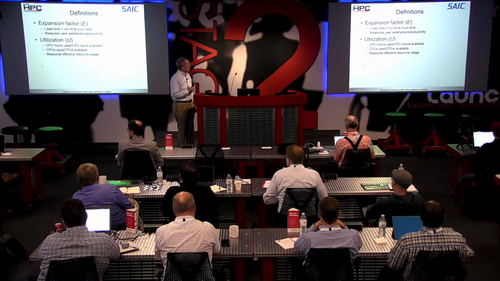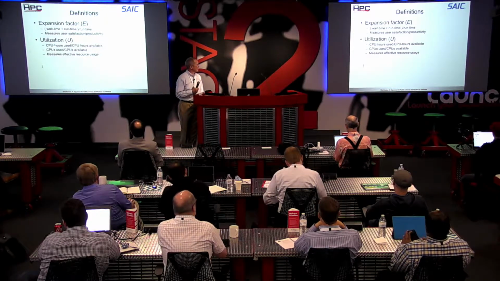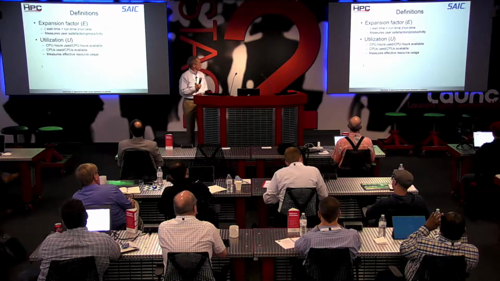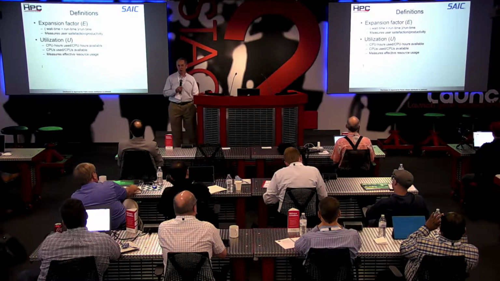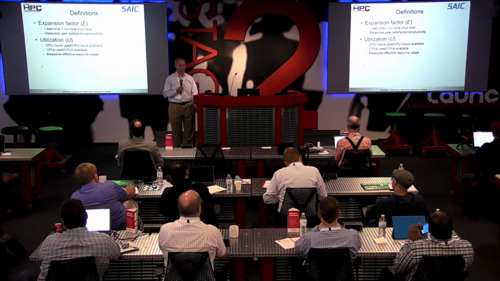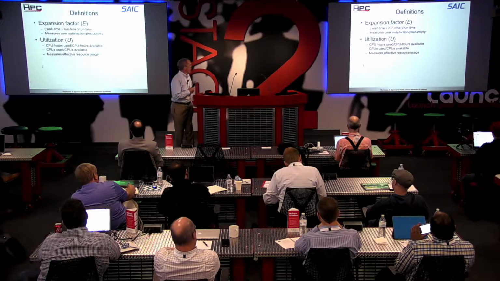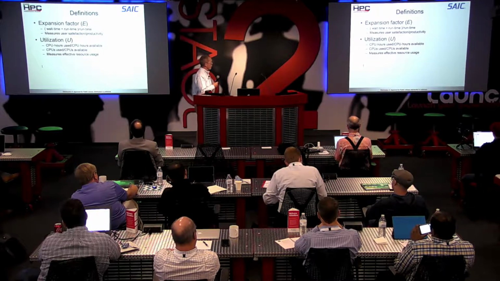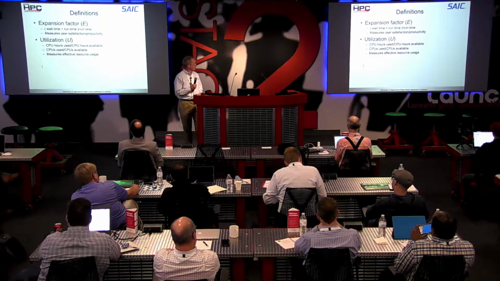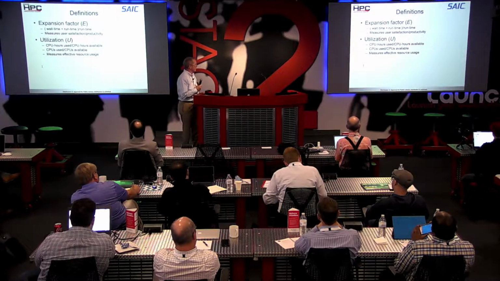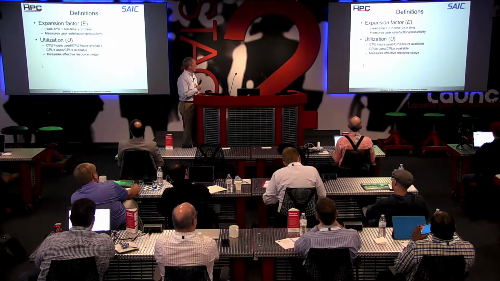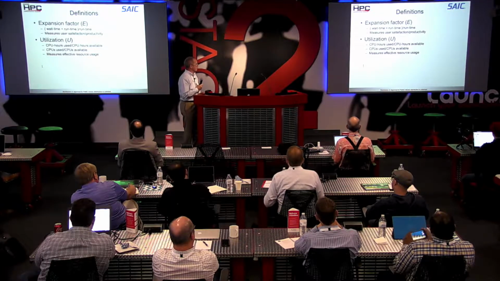First of all, we're going to talk about expansion factor, and that's just wait time plus run time divided by run time. And if you think about it, it's a measure of user satisfaction or productivity. The lower, the better. The next thing is utilization, and there are a number of ways you can measure that. CPU hours used divided by CPU hours available, or you can base it on just the CPUs themselves. And it measures effective resource usage.